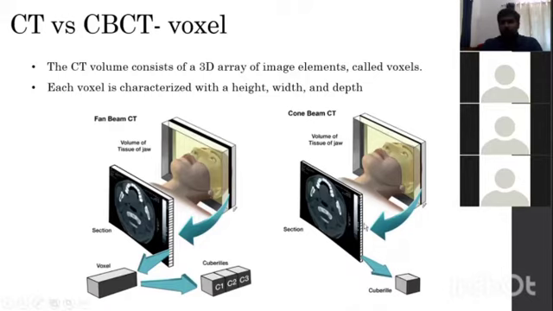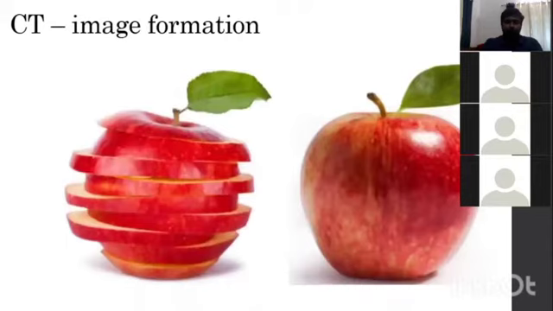And for CBCT, we use isotropic voxels, that is a square-like cubicle. We use this in CBCT. So if we cut the image or alter the thickness of the image, the spatial resolution will not be lost; the spatial resolution will be high for CBCT. And each voxel is characterized by the height, width, and depth of the image.